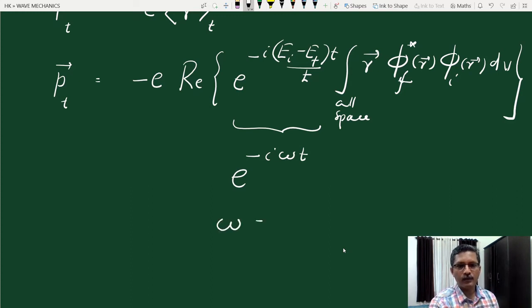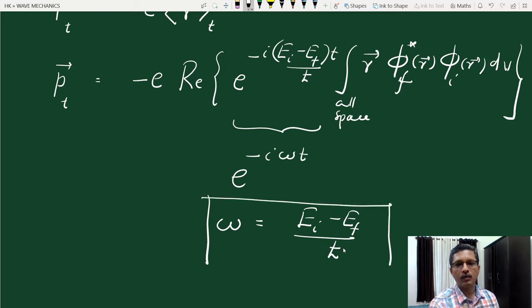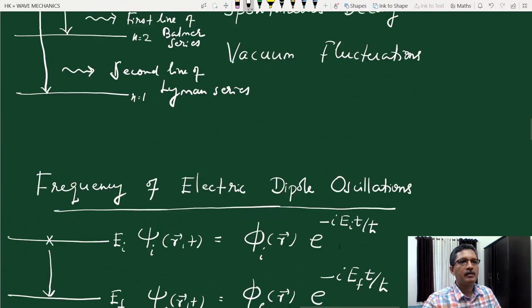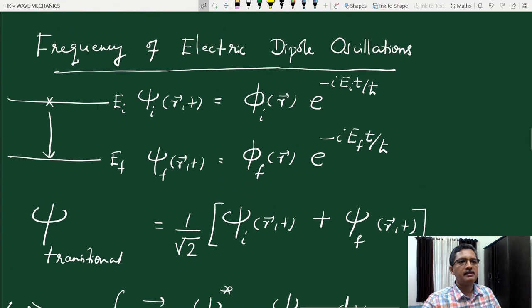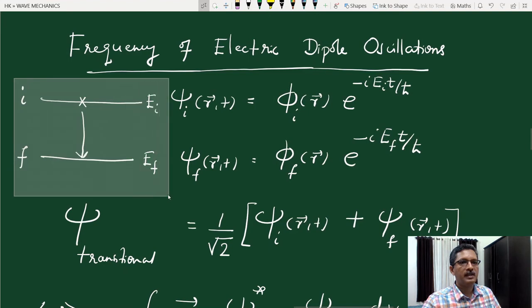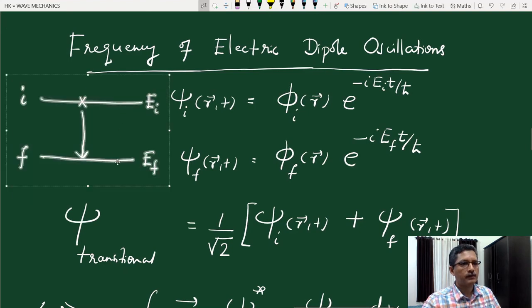So what is this angular frequency omega? (Ei minus Ef) by h cross. Okay. So the frequency of the oscillating electric dipole in the hydrogen atom is (Ei minus Ef) by h cross. What is this Ei and Ef? Ei is the energy of the initial state from this figure, and Ef is the energy of the final state. So during a transition there will be an oscillating dipole moment for the hydrogen atom, and the frequency of oscillation is (Ei minus Ef) by h cross.